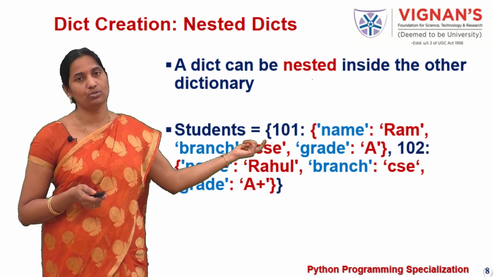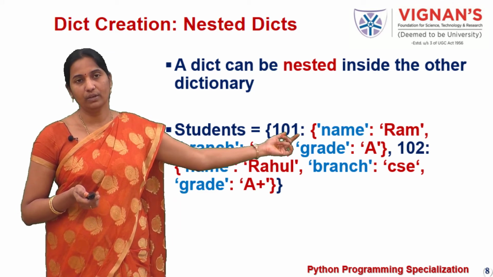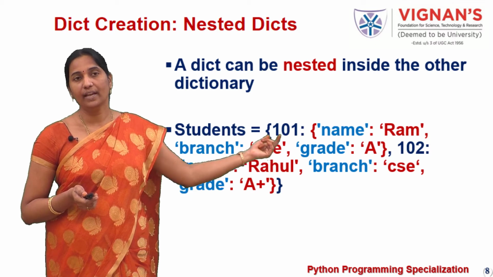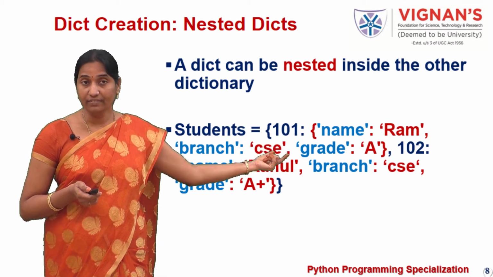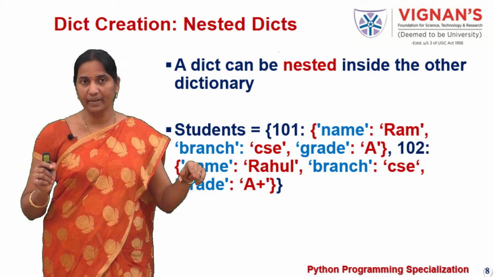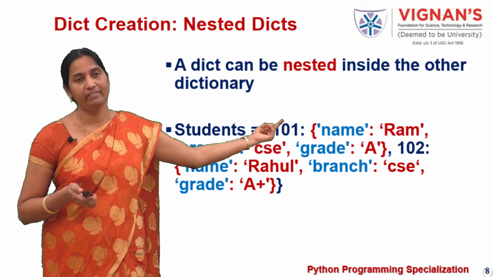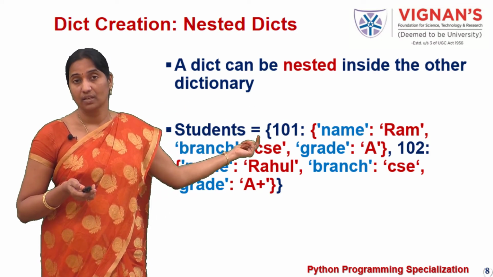I am going to create a student dictionary where 101 is the key, and here you can observe different elements. So name, branch and grade are the three elements inside that dictionary. If you observe, that itself is a dictionary because it's enclosed in curly braces, and that is represented as a value for the key 101. That constitutes one element in the student's dictionary.